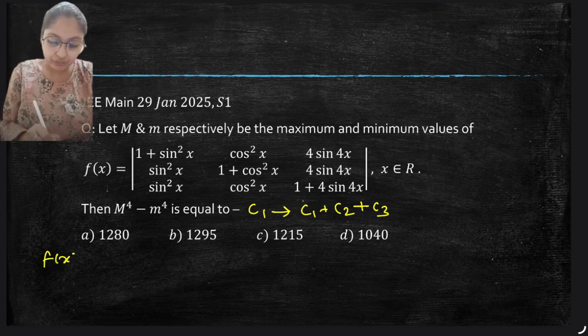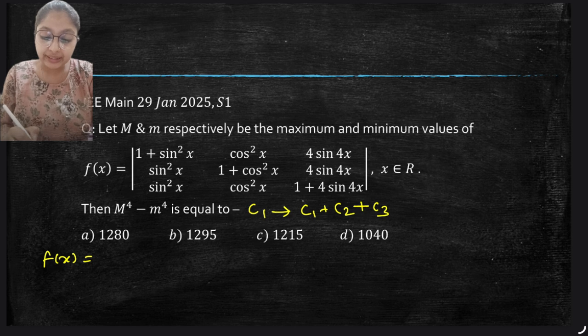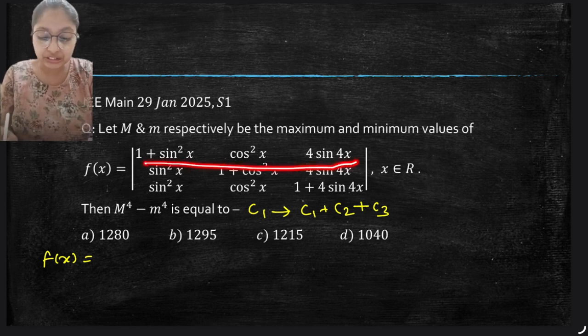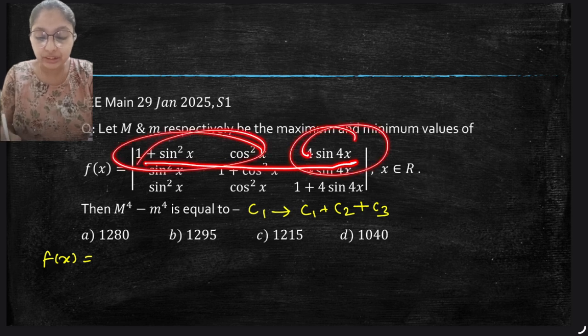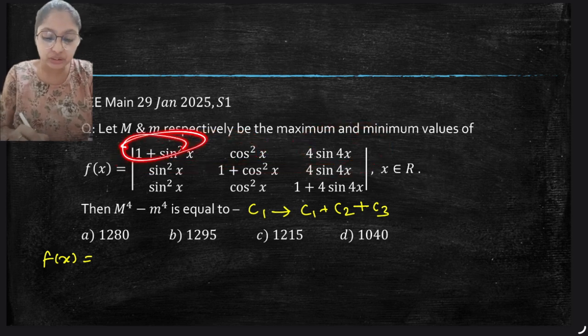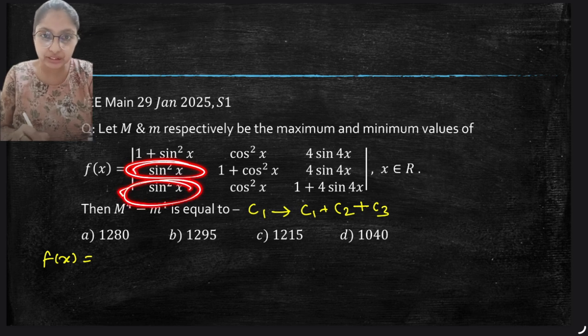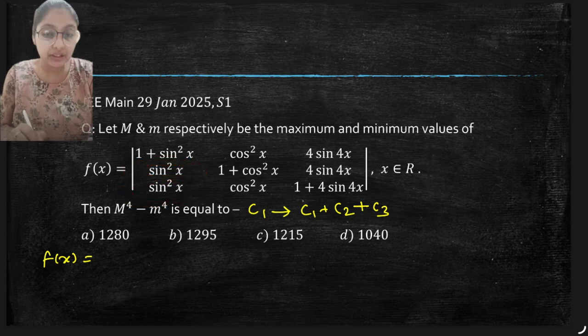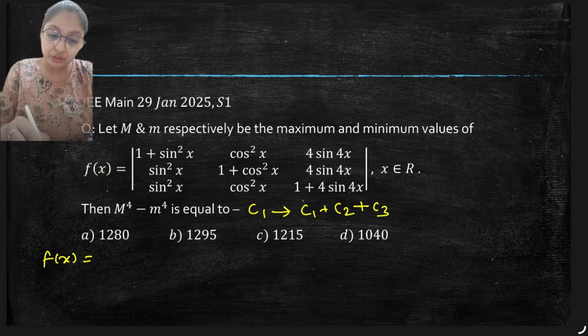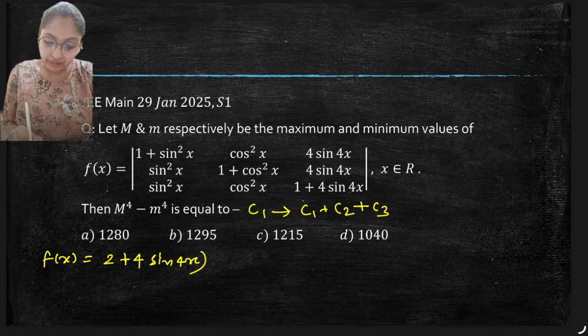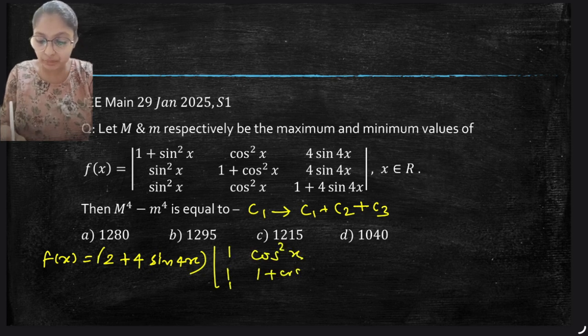So what we will get, f of x is equal to, if I add, can I say we will get 1 plus sine square plus cos square plus 4 sine 4x. So can I say 2 plus 4 sine 4x. Here also 2 plus 4 sine 4x, here also 2 plus 4 sine 4x, here also 2 plus 4 sine 4x. So that 2 plus 4 sine 4x I will take common. So basically we will get 2 plus 4 sine 4x, and we will get here 1, 1, 1, and column 2 and column 3 will remain the same only.